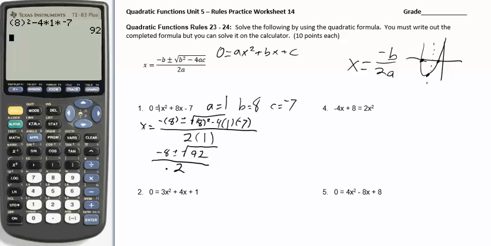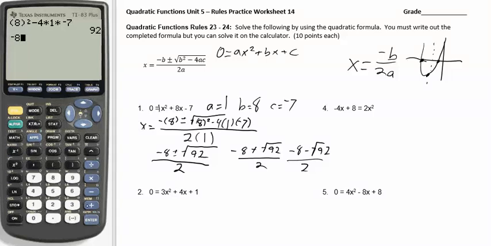So now we have two different problems here. -8 plus square root of 92 over 2, and -8 minus the square root of 92 all over 2. So to do this in the calculator, you're going to do it in parts. So -8 plus the square root of 92. And then you're going to hit equals. If you do the divide, it's not going to divide both of them. So you're going to hit equal to get an answer and then divide by 2.